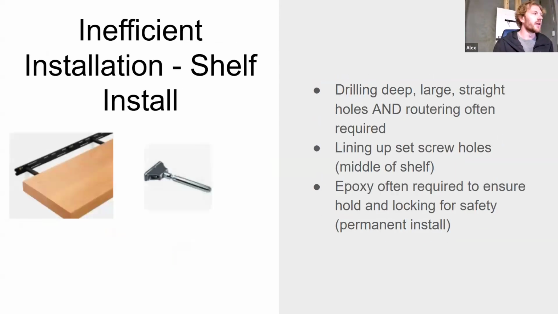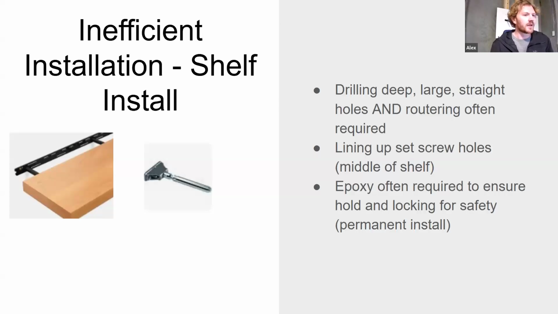Then moving on to inefficient installation on the shelf install side. Usually you have to drill deep, large, and straight holes, and then also additionally router. You can kind of see, for example, the picture on the left there, you've got the plate on the back and the rods. So first you have to drill deep holes to get those rods in place properly. They need to be straight. If they're not, you may as well go and redo your shelf, right? But you still have to router out that back plate in order to have it flush against the wall, right? So really you need to do both processes here with most bracket systems.